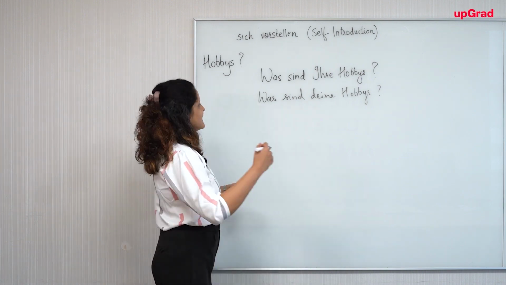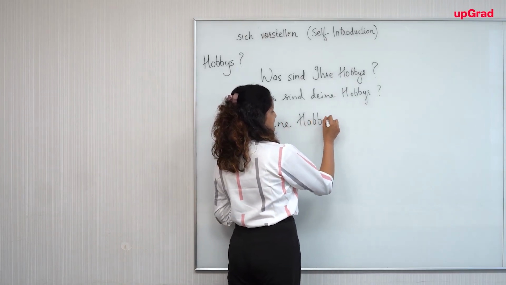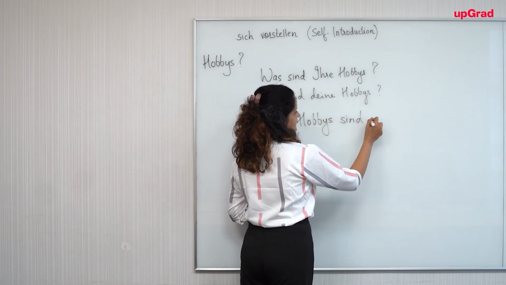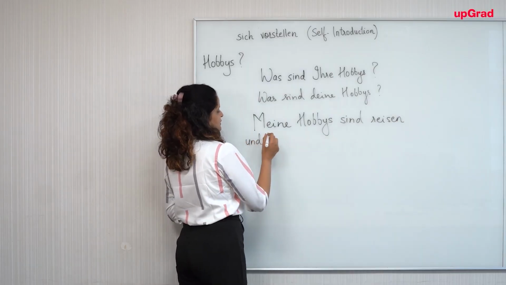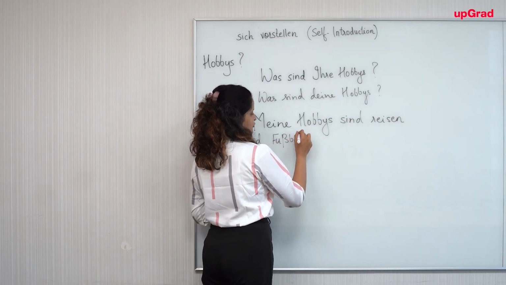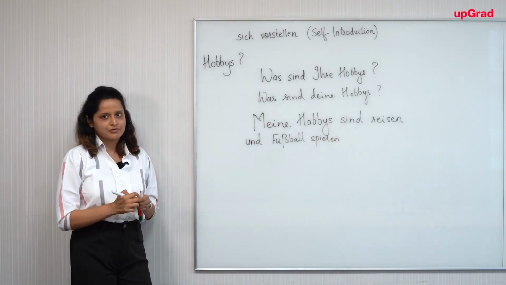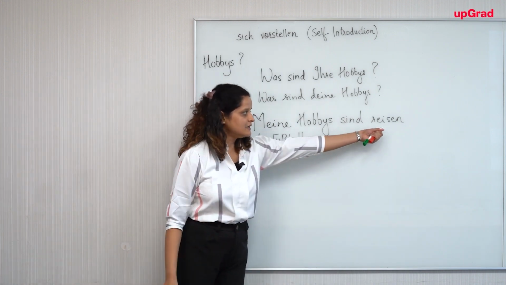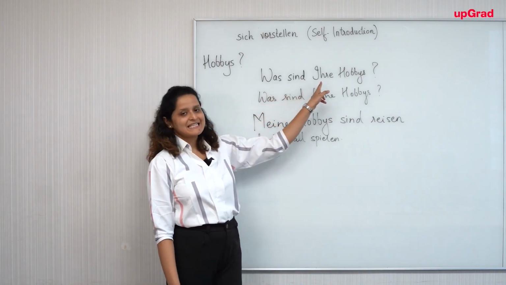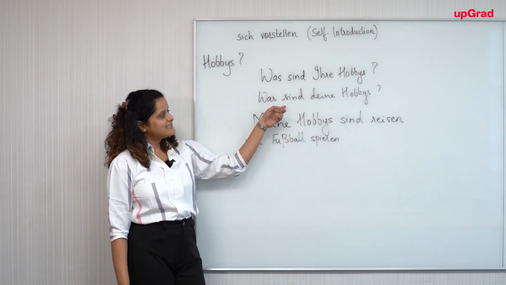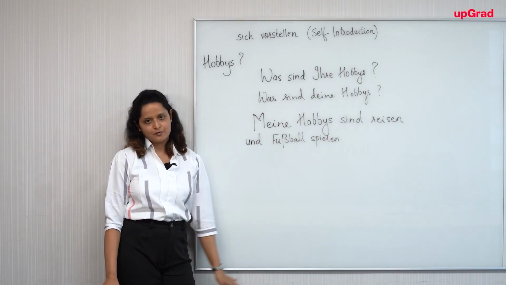So, let's take a few for example. So, the response here can be, meine Hobbys sind Reisen, that is to travel, und Fußball spielen. Okay, so these are the two hobbies that we have mentioned here. That is, you say, yeah, your hobbies are traveling and playing football. So we will repeat this once more. Was sind Ihre Hobbys? Or was sind deine Hobbys? Meine Hobbys sind Reisen und Fußball spielen.